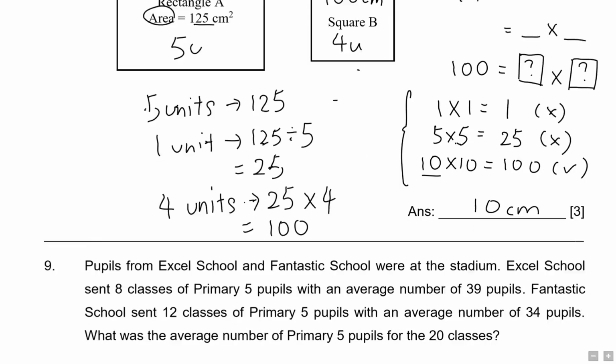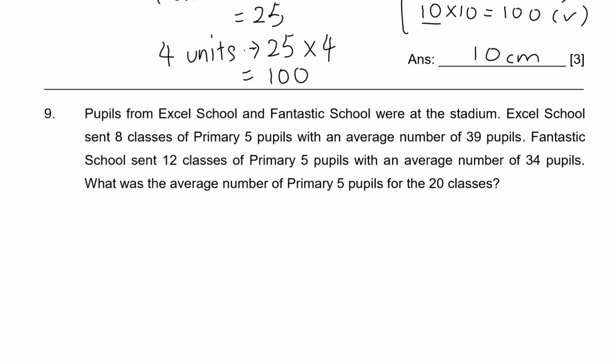Okay, question 9. You have got 2 schools. You have got Excel School. You have got Fantastic School. They were both at the stadium. Excel School sent 8 classes. And these 8 classes have an average number of 39 pupils. Okay, recall what is the meaning of average? Means you even out the number. One class is about 39.